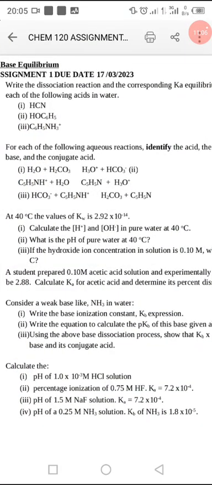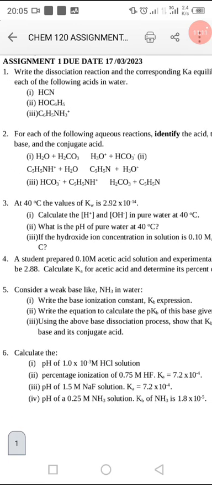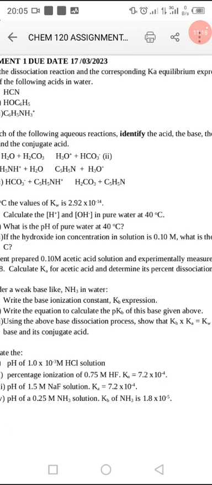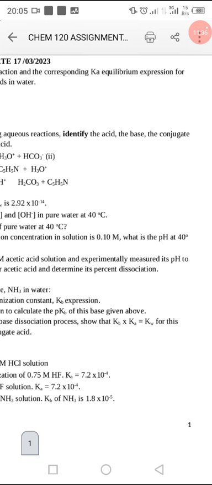Our next question, that's the last question, that's question 3. We've been told to calculate the concentration of hydroxide ion. You have to be very careful writing the data here to recognize what you have been told to calculate. If the concentration of hydroxide ion is 0.10 molar, what is the pH? What is the pH? You don't have it.